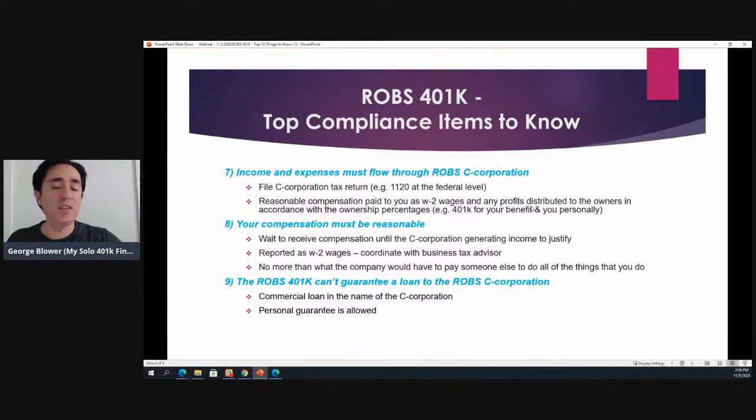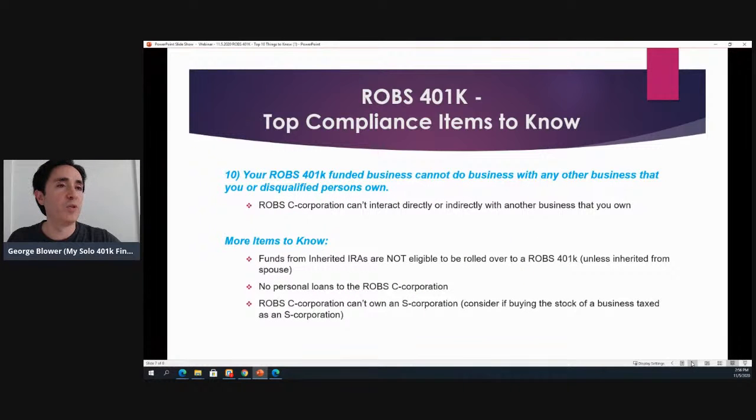Follow-up question, can I lease equipment to the business? This is a variation of point number 10. The answer is no. You cannot lease equipment. You cannot lease real estate. You can't be a vendor. You can't be a lender. Your relationship with this company is to be a stockholder and to be a W-2 employee.